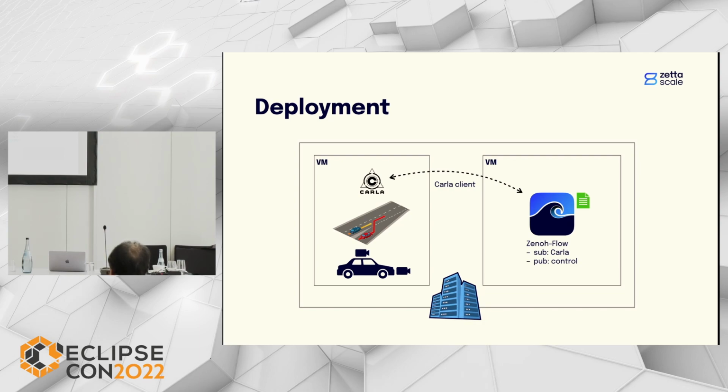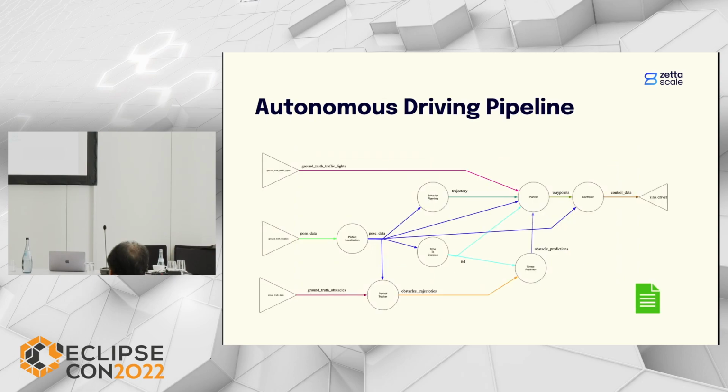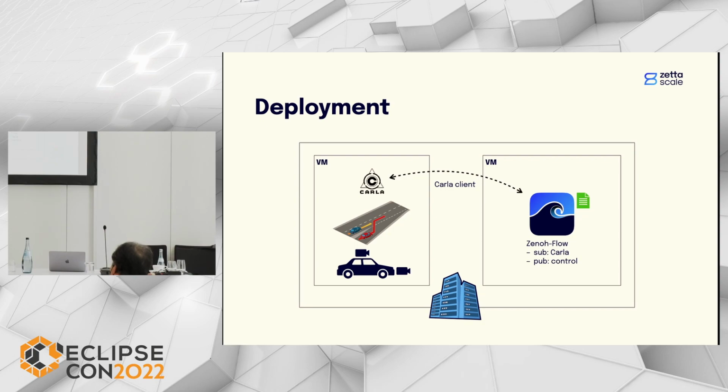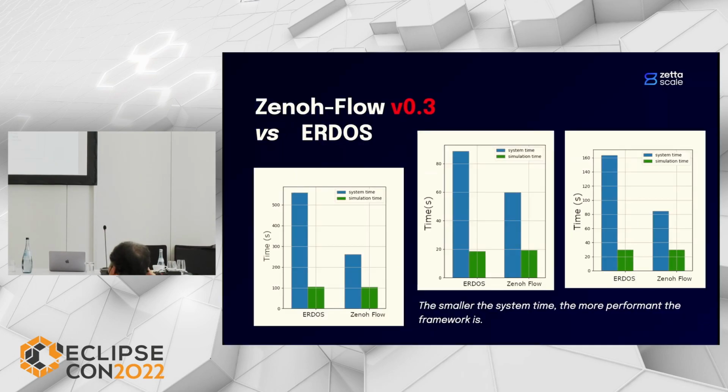Then once the simulator is configured and the car is running, we spawn Zenoh-Flow, and we tell Zenoh-Flow to run this precise flow. So Zenoh-Flow will load all the different operators, will connect to the simulator, and will be able to drive the car. And yes, it's able to drive the car, but in the description of the talk, we said that we improved something. What does it mean?